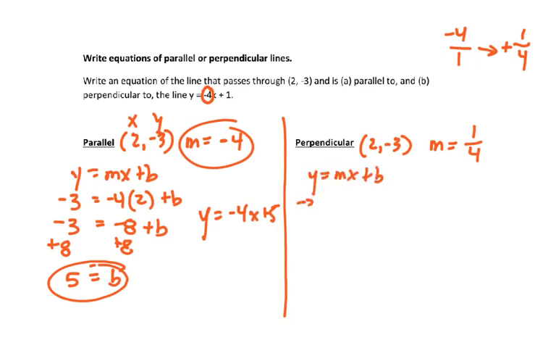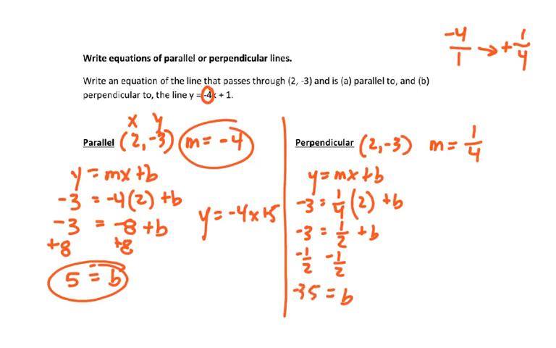We will replace y with -3, m with 1/4, x with 2. We're going to have a fraction on this one. I'm just warning you ahead of time. -3 and 1/4 times 2 is 1/2, plus b. Minus 1/2, minus 1/2. B equals -3.5. That's probably the easiest way to do this. Yeah, that's the easiest way to go here.